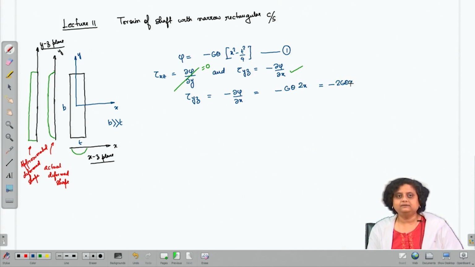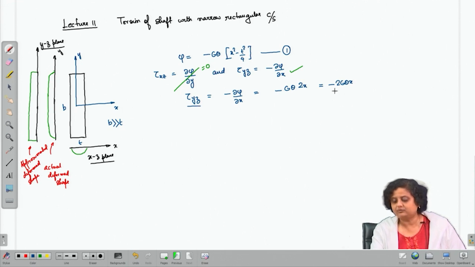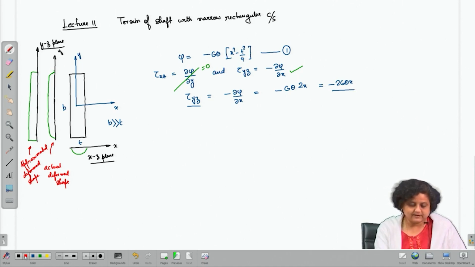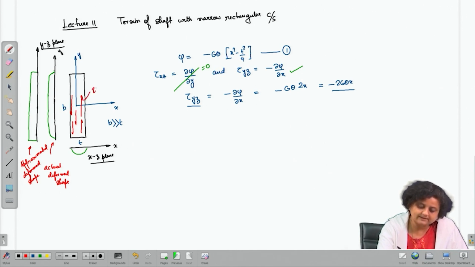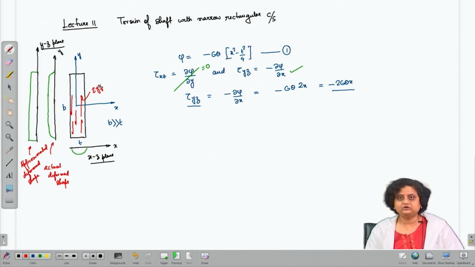So, therefore, in the narrow cross section shaft, the predominant shear stress that we have is tau yz, and the expression for tau yz is given as minus 2 G theta x. So, if I try to draw it, we will have tau yz acting through the shaft, and this is tau yz, which is the predominant shear stress.